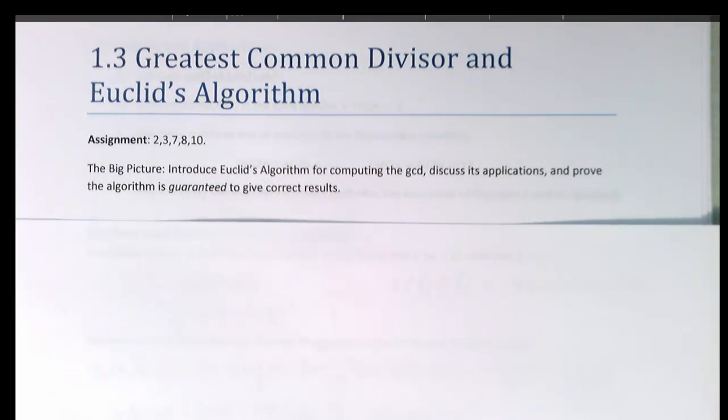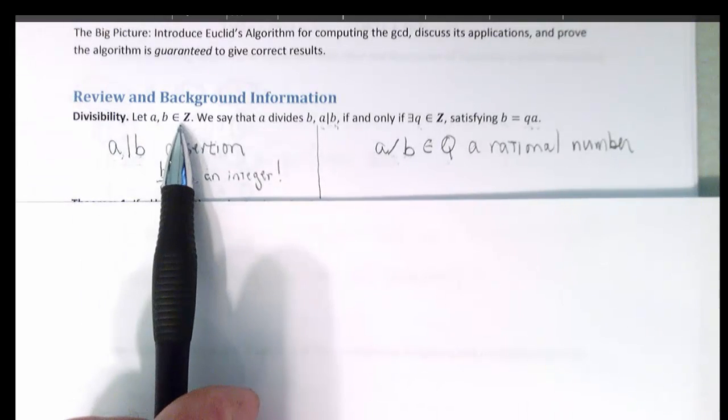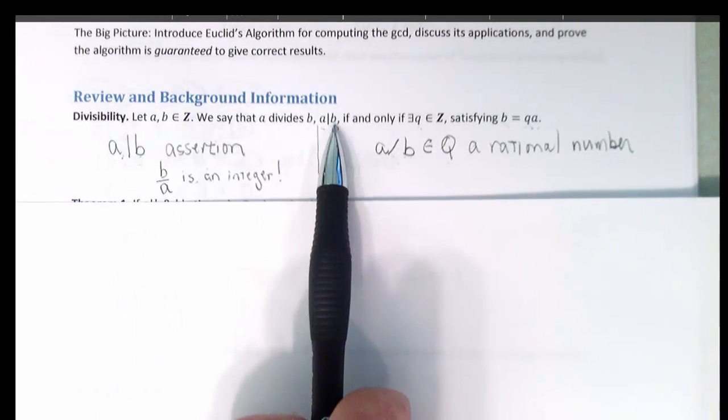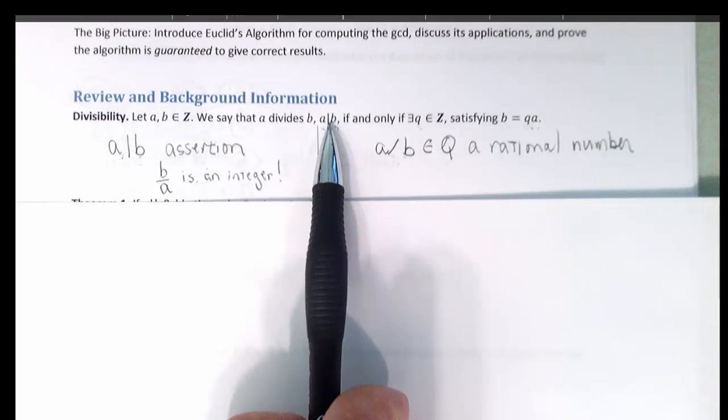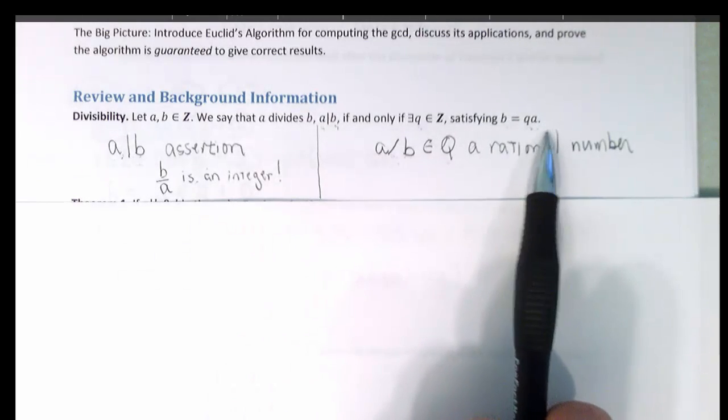Before we jump into the discussion of the algorithm, let's have a look at some background information and review some of the places we've already been. First of all, we've talked about divisibility. We say that if a and b are integers, then a divides b if and only if there is an integer q so that b is equal to q times a.